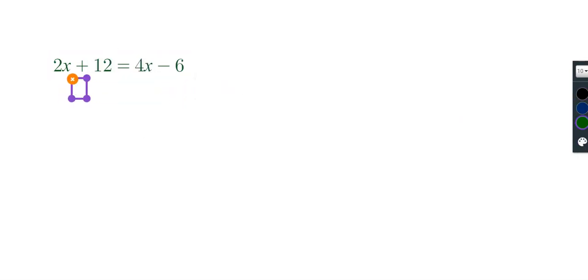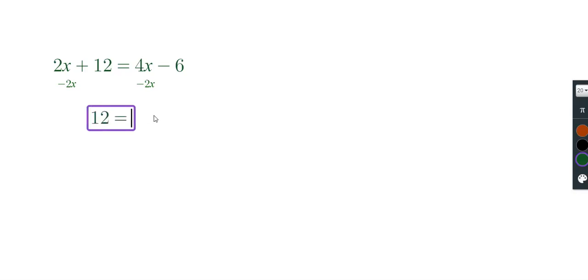So the first thing I'm going to do is subtract 2x from both sides so that I can have my x's be positive. So I'm going to subtract 2x, and then I'm going to scoot this over, and again subtract 2x. And that is going to give me 12 is equal to 2x minus 6.